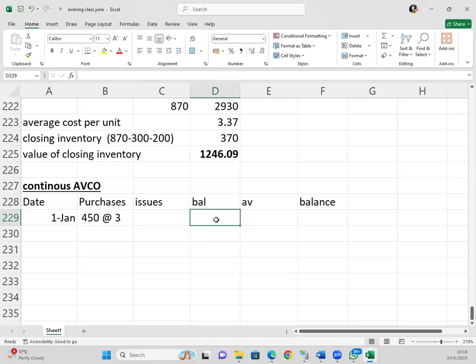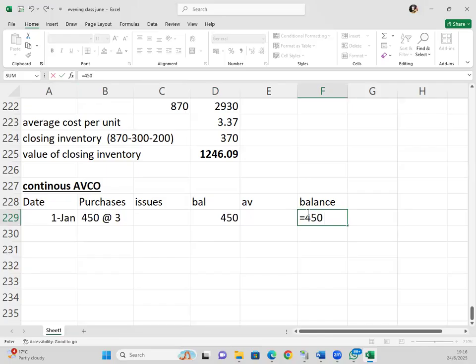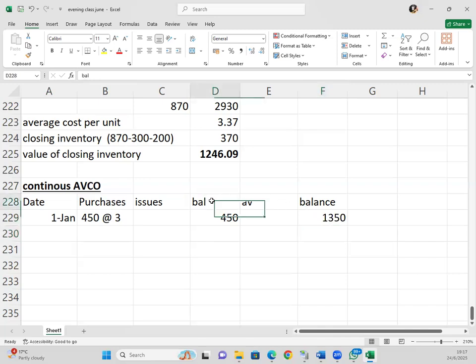The first column, you are putting the units. The first balance is in units. Then the second balance is in value. So the first balance is units. The second balance is value.